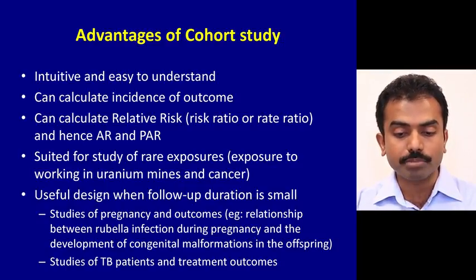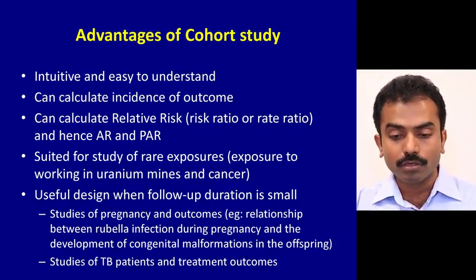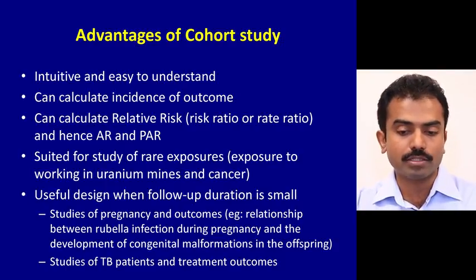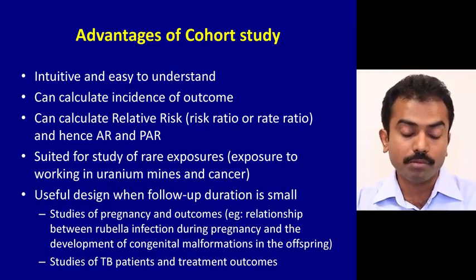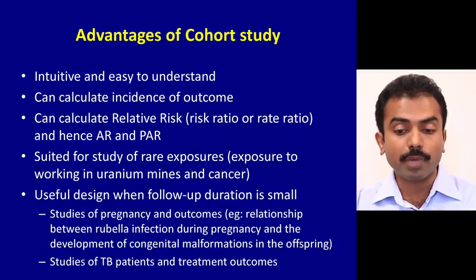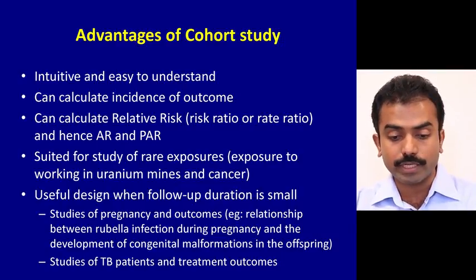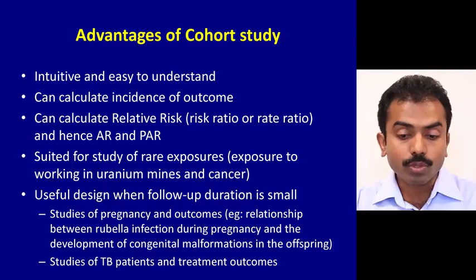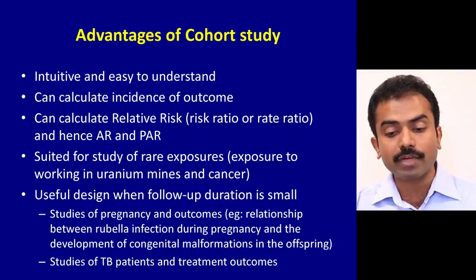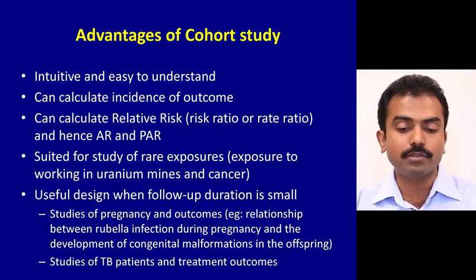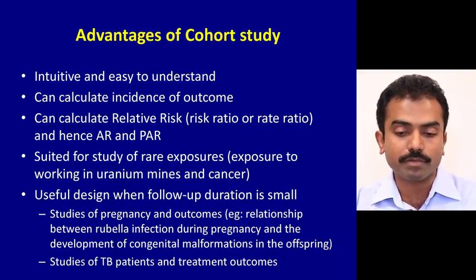And I'll give you two examples here. For example, all the studies of pregnancy and outcomes, it's a great place to do a cohort study, because we know for sure that pregnancy is about 9 months. So we will finish the study in 9 months. The other example is in the TB world. You can look at outcomes among TB patients and look at several factors which are associated with treatment outcomes. Again, we know for sure that a TB patient completes his treatment in a matter of 6 to 9 months. So again, a very useful design is a cohort study.